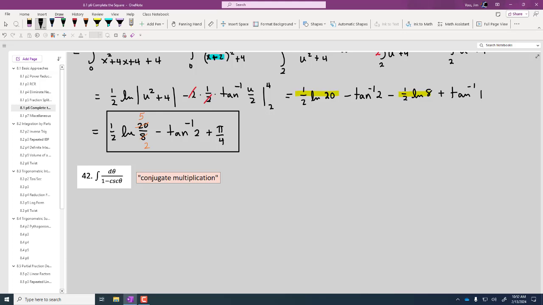This reminds me of a very cool equation, seeing these inverse tangents. So check this equation out. Inverse tangent of 1 plus inverse tangent of 2 plus inverse tangent of 3.